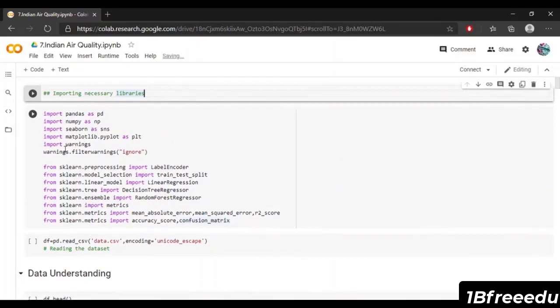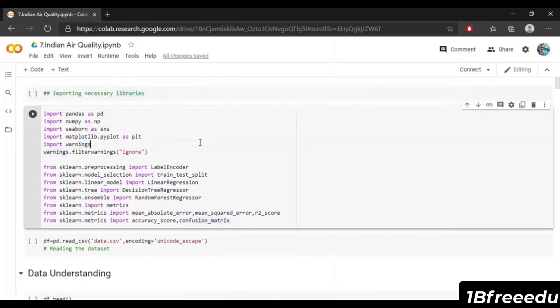Then over here, as you can see, we have imported warnings, and we have used warnings.filterwarnings. What this import does is that whenever we run a machine learning model, sometimes we are shown some warnings, and this import will filter all such warnings and ignore them, and directly run the machine learning model.